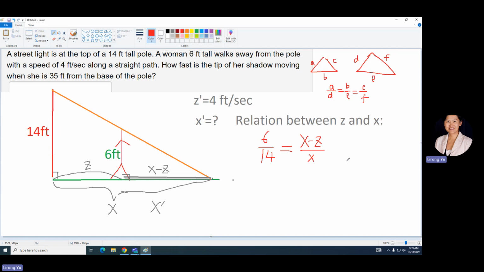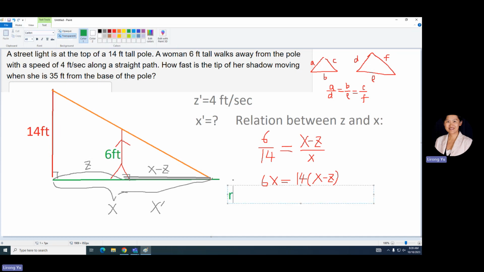So we would cross multiply, and then you'll have 6x is equal to 14x minus z. Right. So this is a simplification of the equation to make it easier for the next steps. So we determine the relation between the quantities, and then we want to determine the relation between their rates. So, related rates.